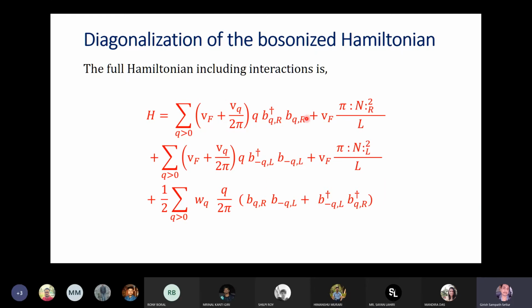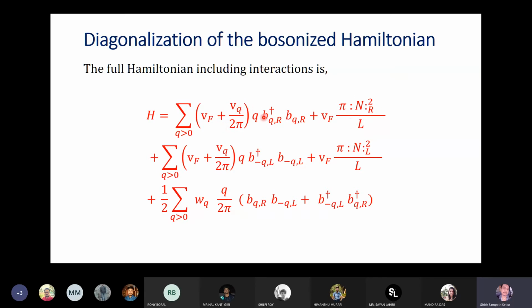Okay, so the bosonized form of the interacting Hamiltonian can be written in this fashion, and this is the eigenvalue of the normal ordered momentum times the Fermi velocity, and these are the deviations from the ground state value. There is the Virasoro primary state value of the right moving kinetic energy.